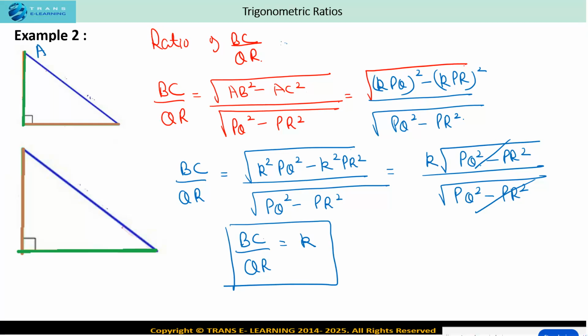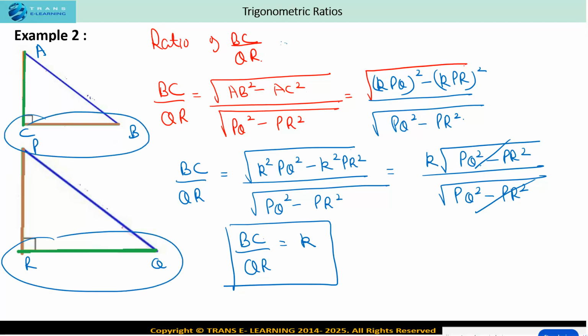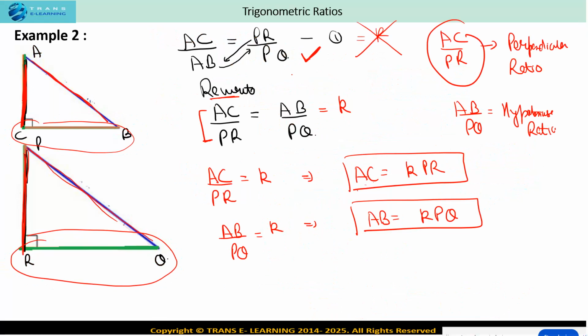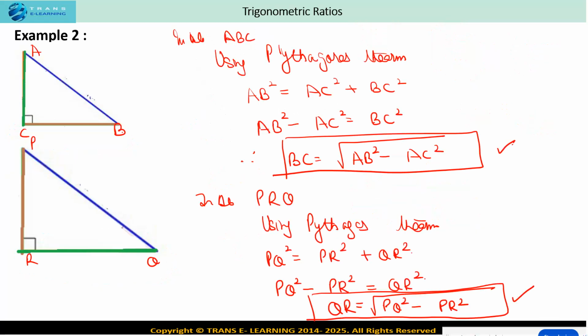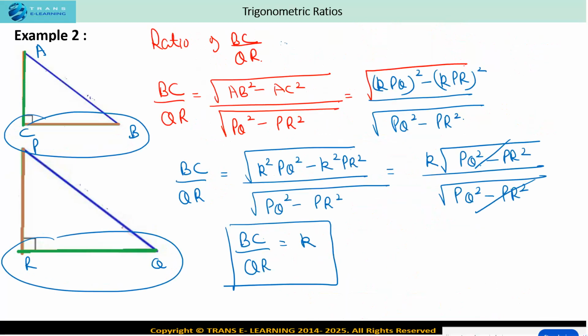Here this is your ABC and this is your PRQ. So we can prove that the ratio of the third side is also equal to K. You can see here that the ratio of the two sides is equal to K. Now I have to prove that the ratio of this third side is also equal to K. Why? When the ratios are equal, then the triangles will be similar. And when the triangles are similar, the angles will be equal.